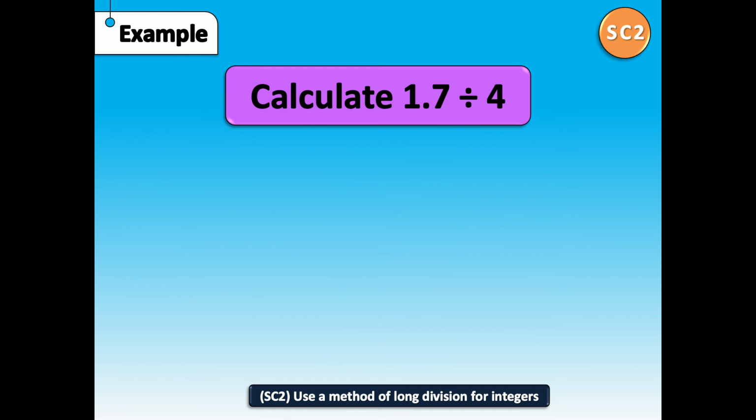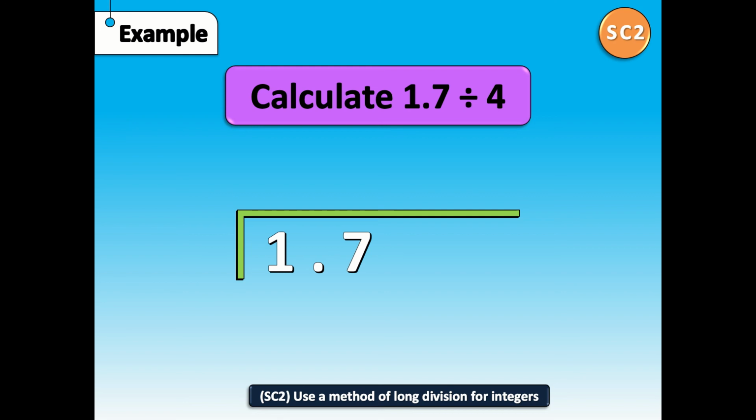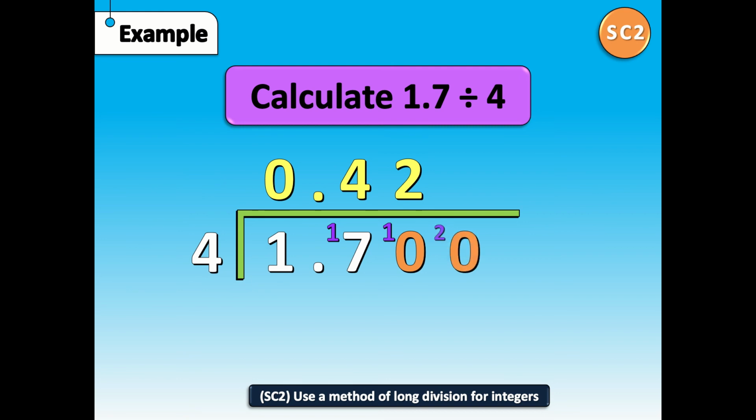This time we want to do 1.7 divided by 4. So we do a bus stop method with 4 on the outside. 4 into 1 doesn't go, so we put a 0 down and carry the 1. We need to make sure we put our decimal point above our decimal point on the bottom. 4 into 17 goes 4 times with 1 remainder, so we need to put another 0 down and carry the 1. 4 into 10 goes twice with 2 remainder, so we put another 0 down and carry the 2. And 4 into 20 goes 5 times exactly. So our answer is 0.425.